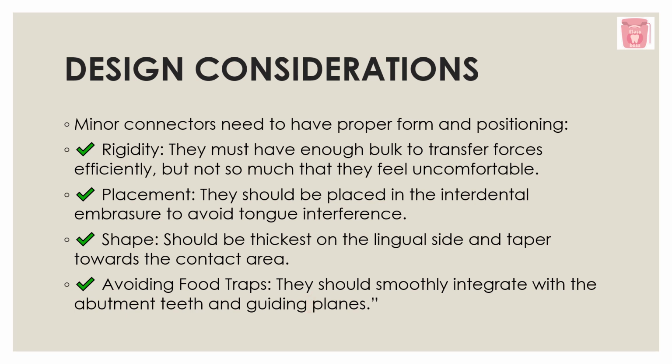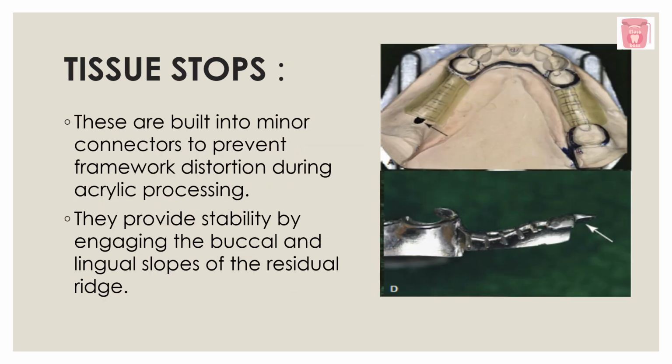Okay, these are the four design considerations that we need to keep in mind while making or placing our minor connector. Then there are the tissue stops. Tissue stops are built into connectors to prevent framework distortion during acrylic processing. This is your tissue stop. See this tiny arrow pointing to this black spot, and this is your tissue stop. They provide stability by engaging the buccal and lingual slopes of the residual ridge. Okay.